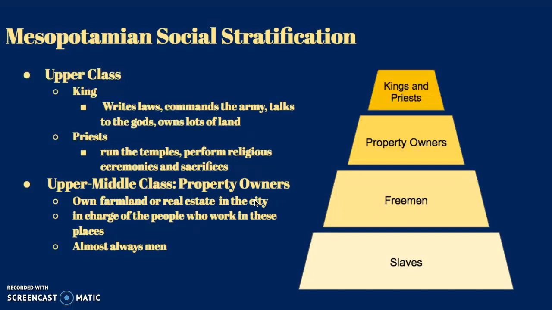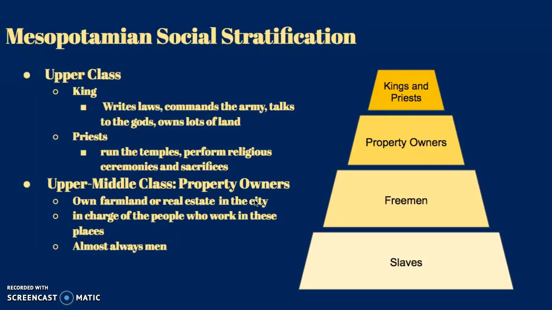Now, under the kings and priests, everybody else's job or position in society is determined by how much property they own. The people on top are the people who own property. And the more property you own, the further up the pyramid you go. So you could own either farmland or real estate in the city, like maybe a pottery workshop or something. And you would be in charge of all the other people who worked in this property.